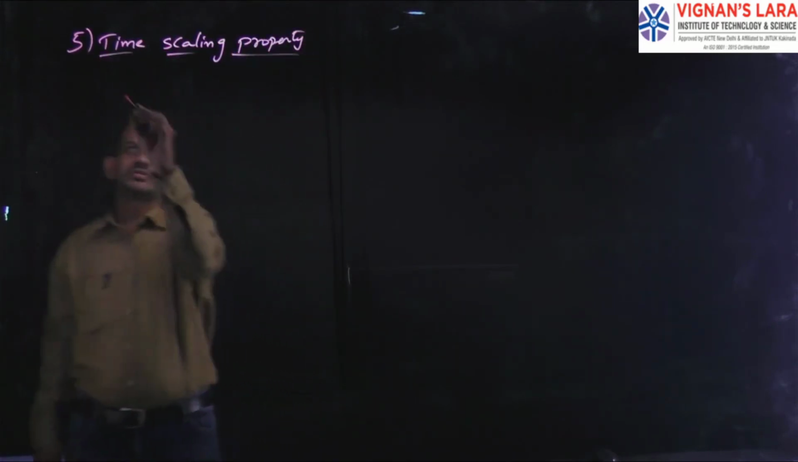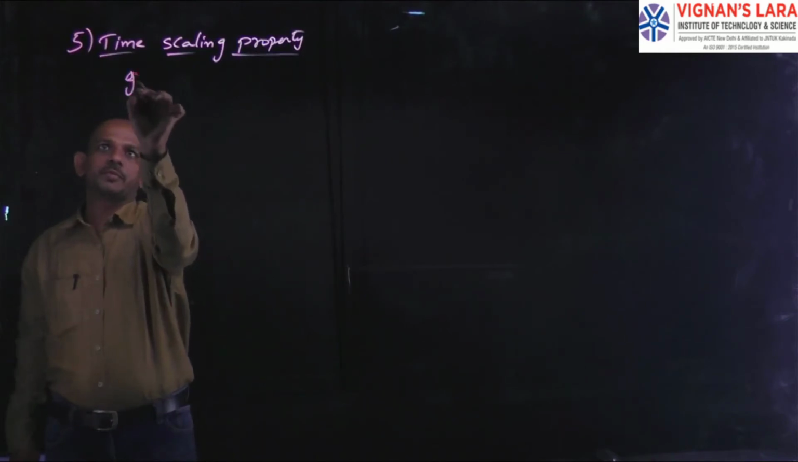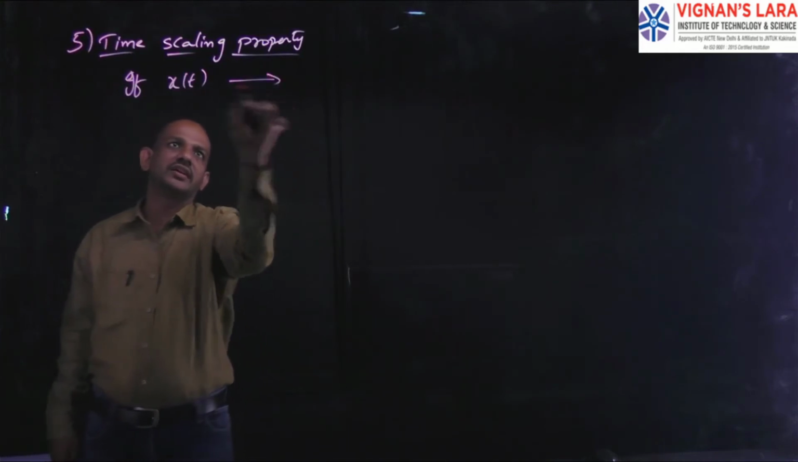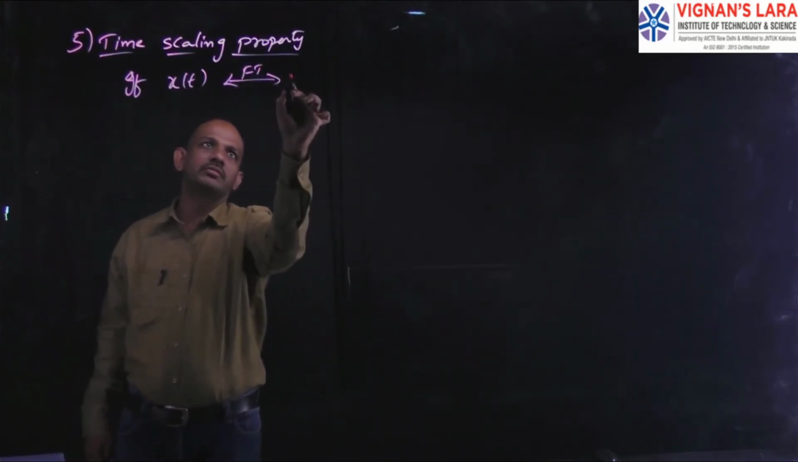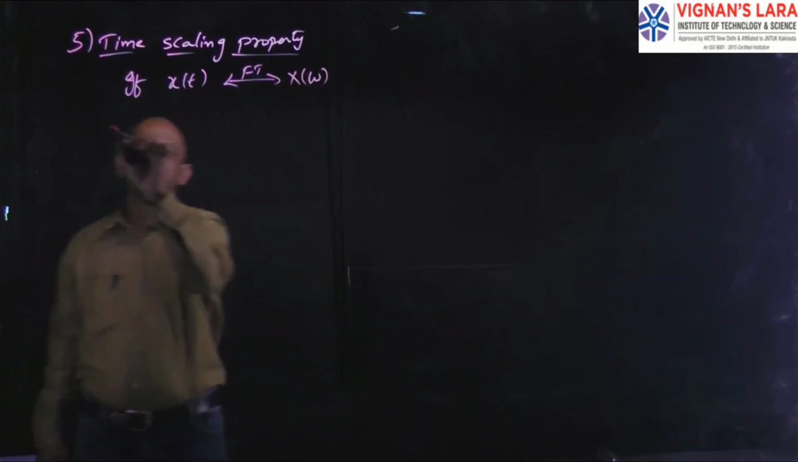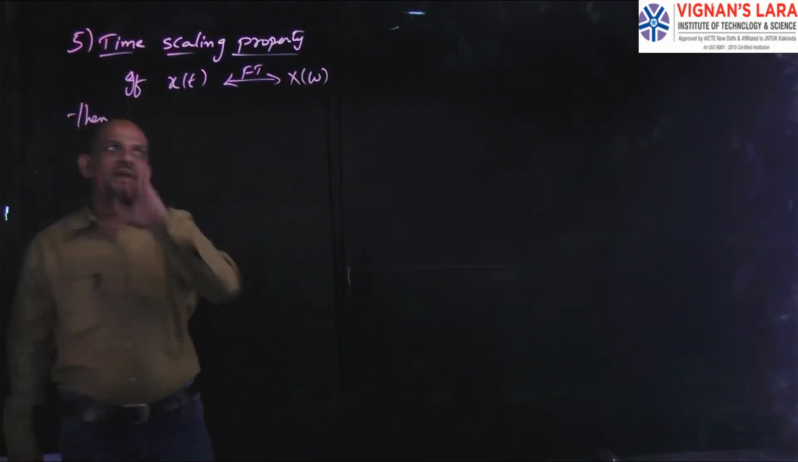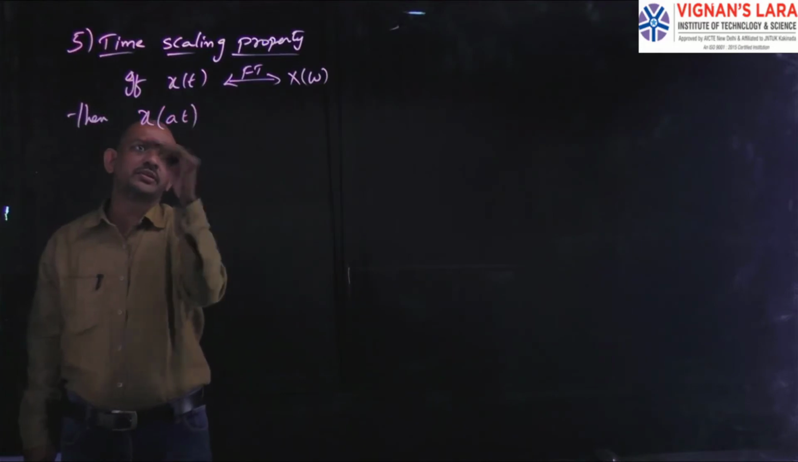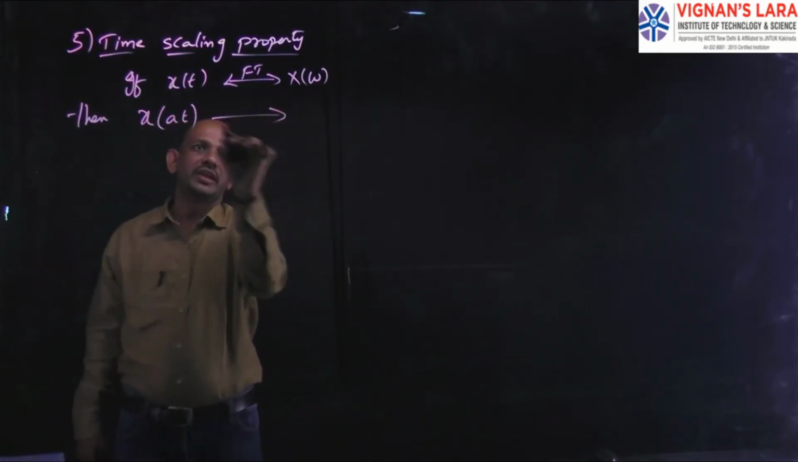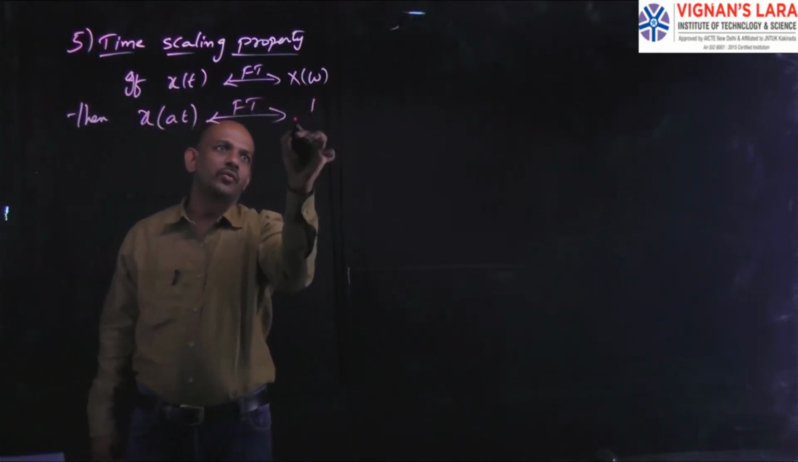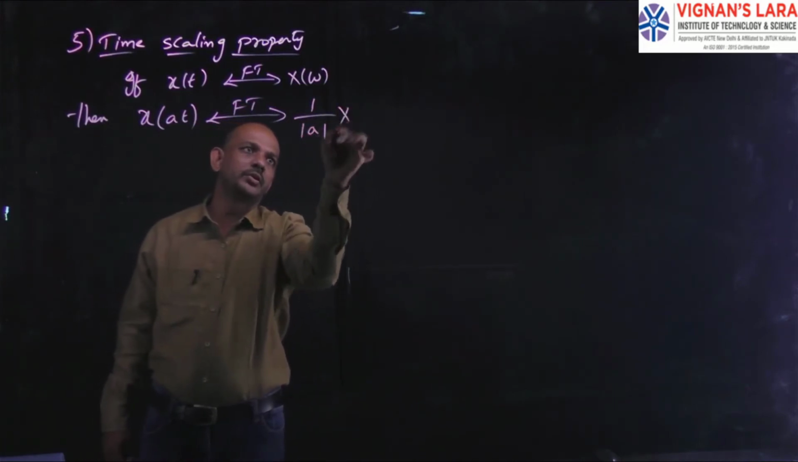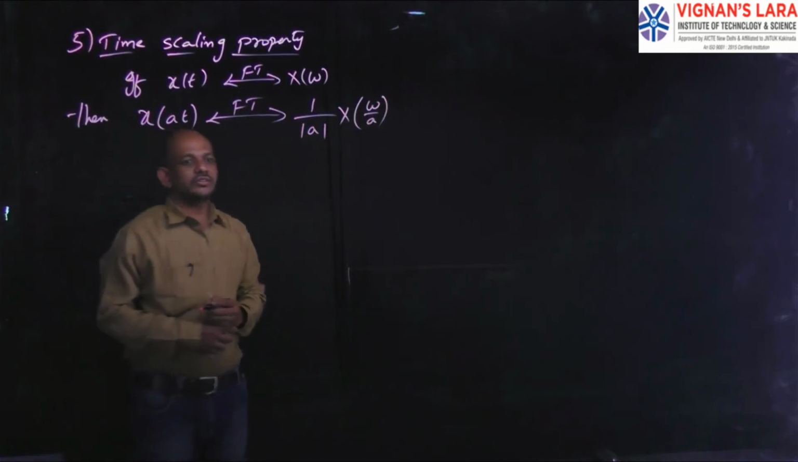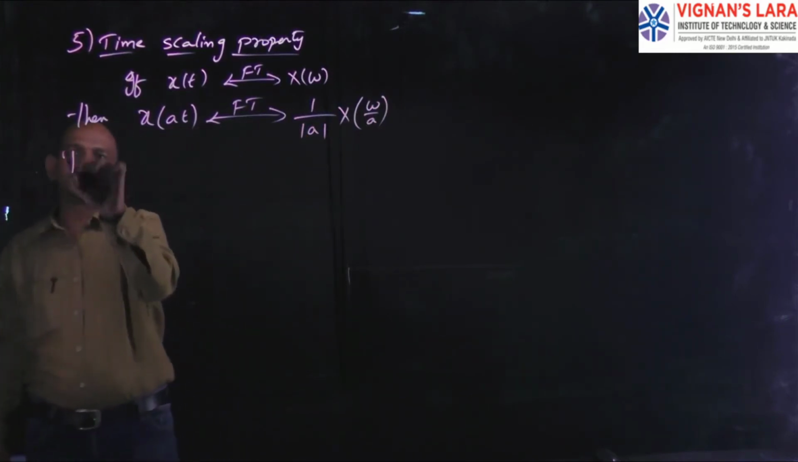Okay, so in the time scaling property, if x of t has Fourier transform capital X of omega, then the time scaling property states that x of a t, where a is a constant, will have a Fourier transform 1 by mod a into capital X of omega by a. This is what we have to prove, so we will go for the proof.